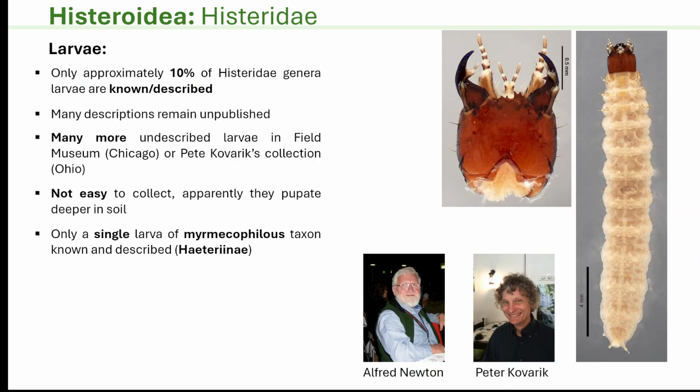For larvae, not that much is known, as in hydrophilids. We have data about only 10% of histerid genera known or described. Unfortunately, many of those are not published. If you want to study histerid larvae, you have to go to the Field Museum to see Al Newton's collection, and to Ohio to see Pete Kovarik's collection. They have lots of material, lots of data, lots of knowledge about the larvae, but not much is published officially.